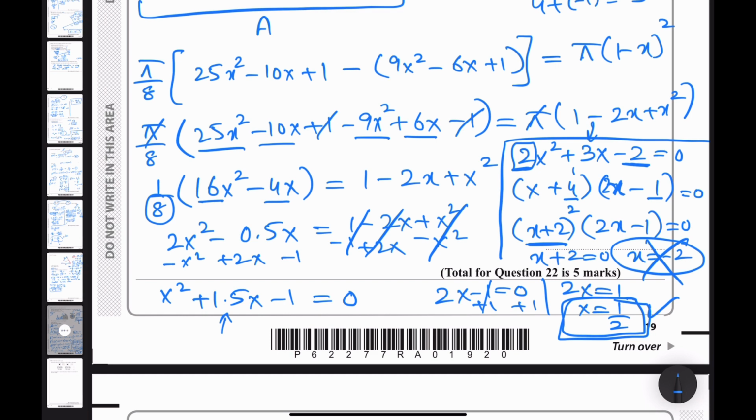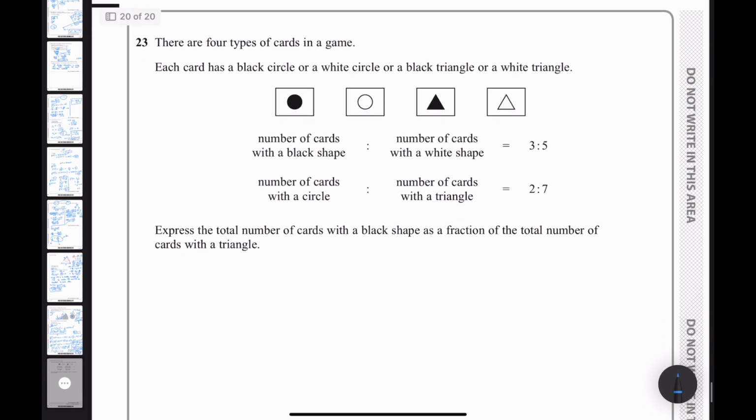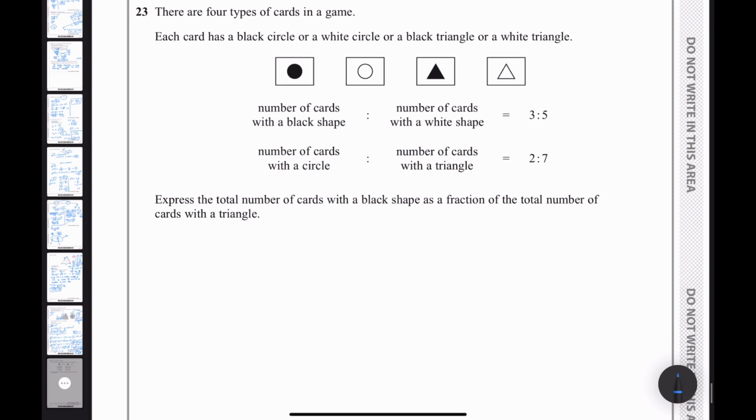Okay, now the last question of this paper, question number 23. It says that there are 4 types of cards in a game. Each card has a black circle or a white circle or a black triangle or a white triangle. Number of cards with a black shape ratio to number of cards with a white shape is 3:5. So this is the ratio of black and white. Number of cards with a circle ratio number of cards with a triangle is this. That's the ratio of circles and triangles. Express the total number of cards with a black shape as a fraction of total number of cards with a triangle.